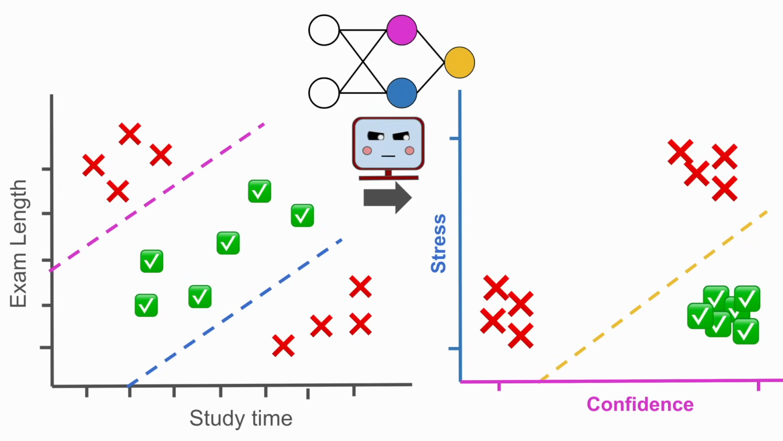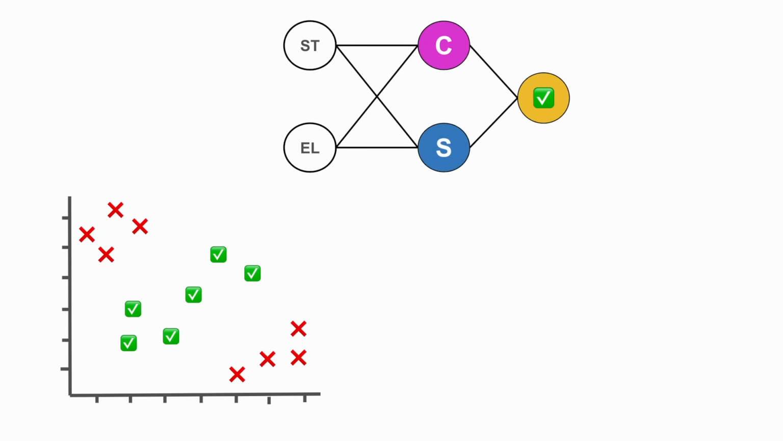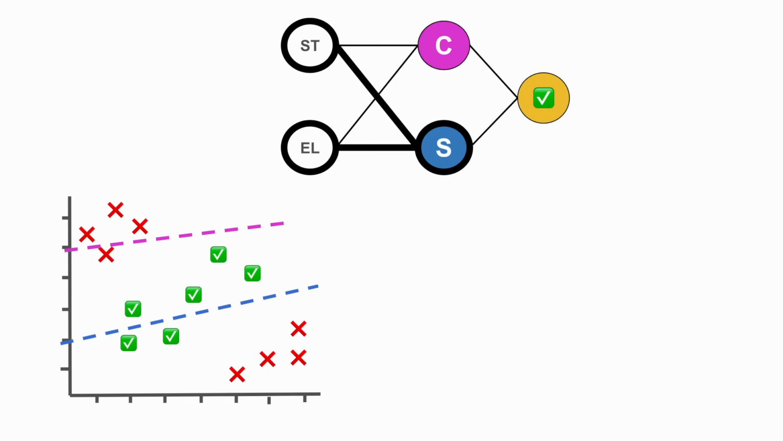I know what you're thinking. Okay, I get that these two intermediary models are describing students in a way that makes it easier to solve the overall task, but how does that work? How do these models actually communicate and work together? Notice that the performance of the third model depends on the hidden features learned by the first two.